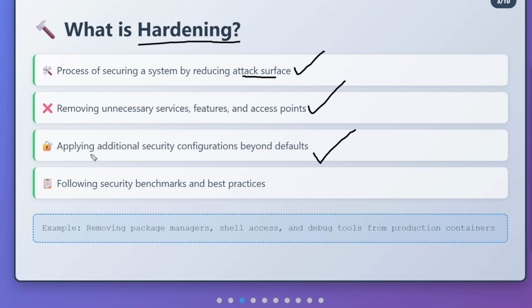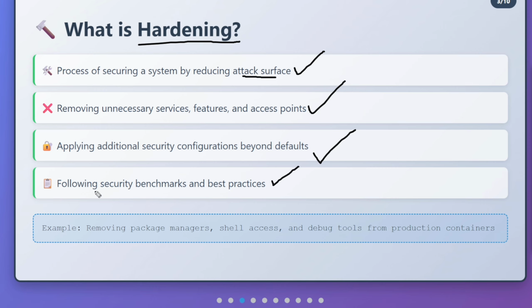The third point discusses applying additional security configurations beyond defaults. Secure defaults are a good start, but hardening goes further. The secure defaults we discussed earlier are the beginning, and hardening is the continuation, or the advanced step. You can add extra layers of protection, like strict permissions, read-only file systems, and maintaining RBAC.